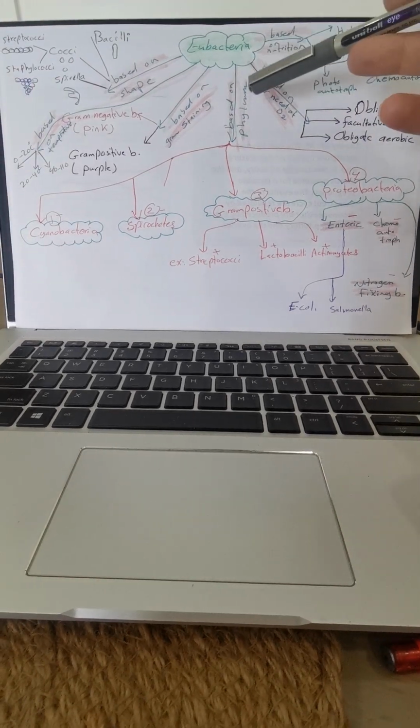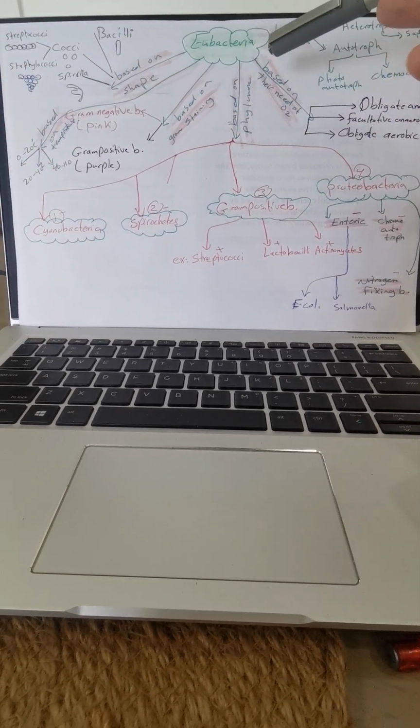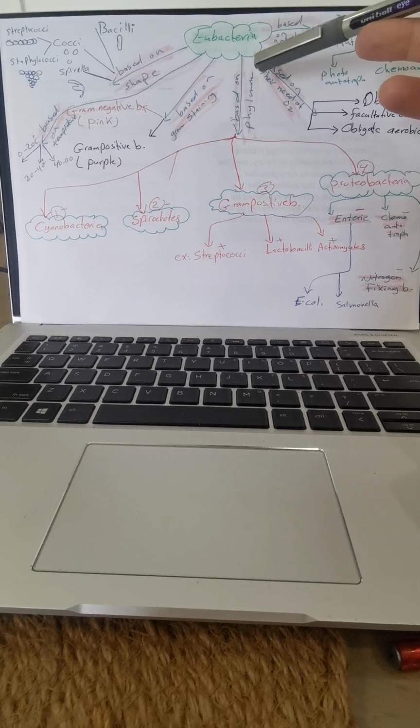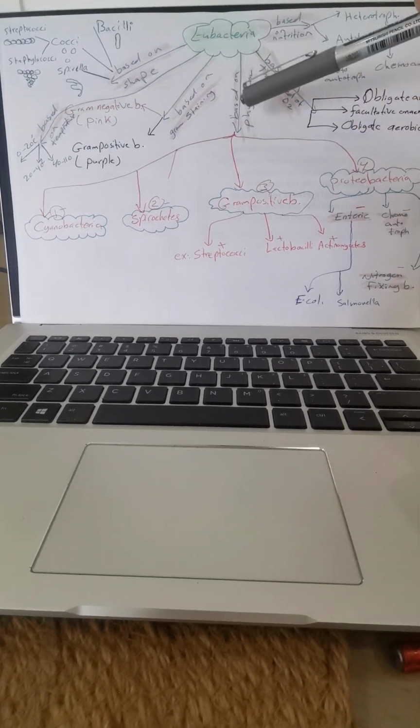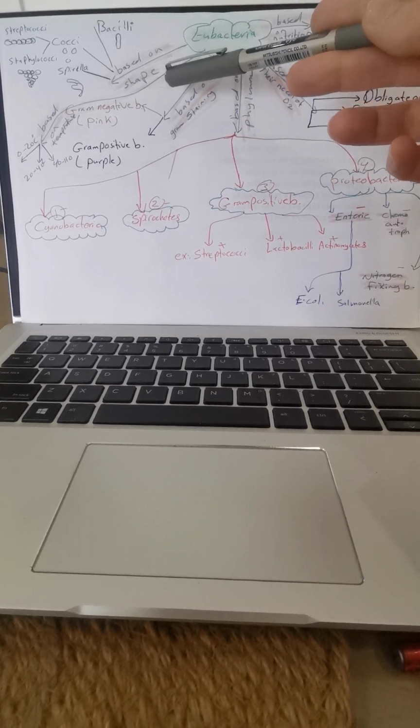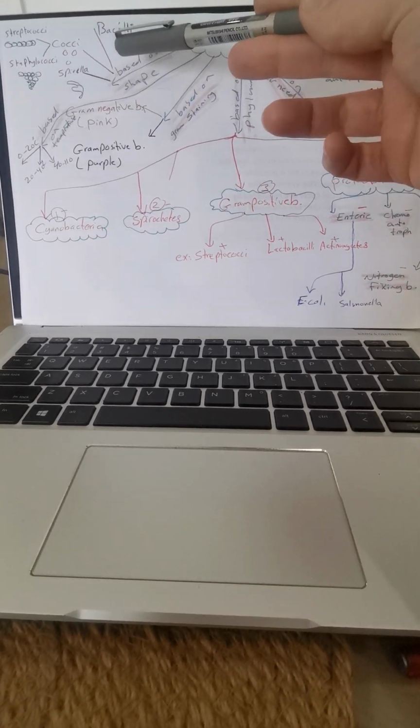The kingdom of Eubacteria, or we can say kingdom of bacteria or the germs. Eubacteria can be classified based on many things. First of all, we can classify Eubacteria based on their shape. And based on their shape, we have the bacilli.